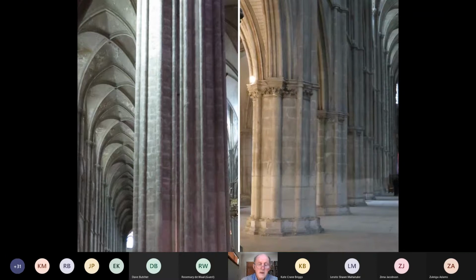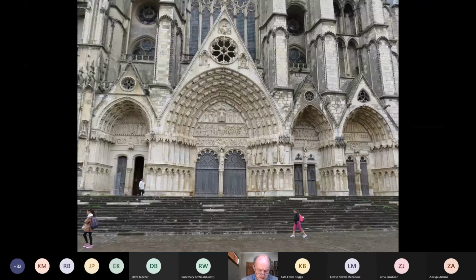If you go outside the building, such as the west end, you can see a similar clear construction from the smaller to the larger components in the integrated system of architectural and sculptural elements and in the tracery in the windows.